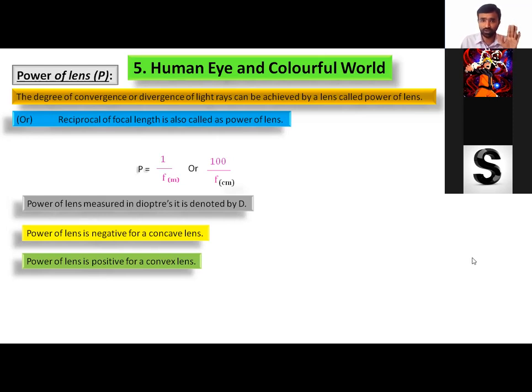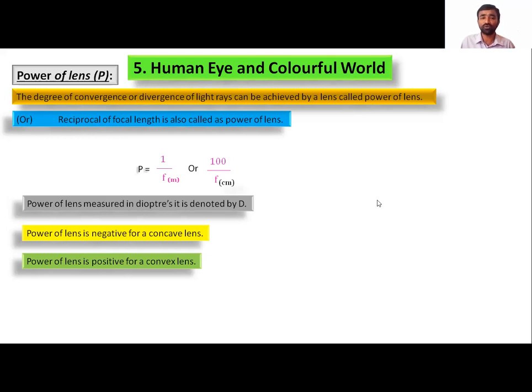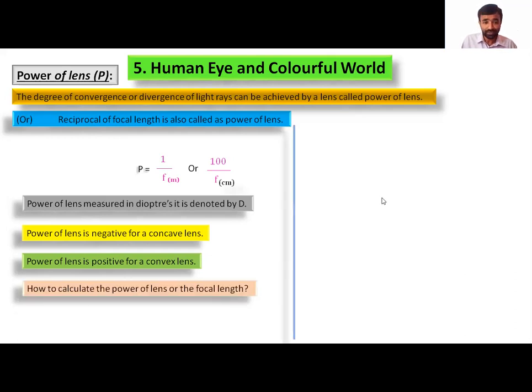Yes, right? So now we'll go for how to find the focal length. Before that, we have a relation here. What is that? P equal to 1 by F in meters, and also 100 by F in centimeters. Always we use the 100 by F in centimeters formula. If it is compulsory to express the focal length in meters, then you can use the other. Here you have two types of problems. By giving the power of the lens, they may ask you to find the focal length, or by giving the focal length, they may ask you to find the power of the lens. Anything is possible, right?